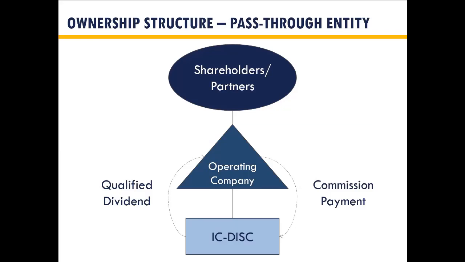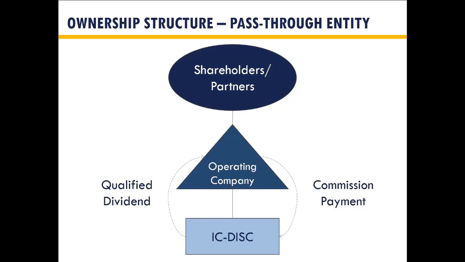operating company. So our operating company pays a commission down to the IC DISC and takes an expense, a deduction for tax purposes for that commission payment. The IC DISC receives the payment, includes it as income, but as long as the IC DISC meets all the qualifications under the federal tax code, it is considered a federal tax exempt entity, so it does not pay income tax on the commission it receives. It then distributes that commission back to its shareholder, the operating company, as a qualified dividend.